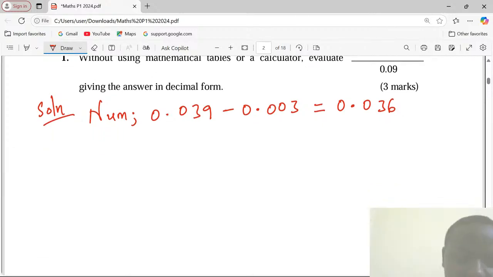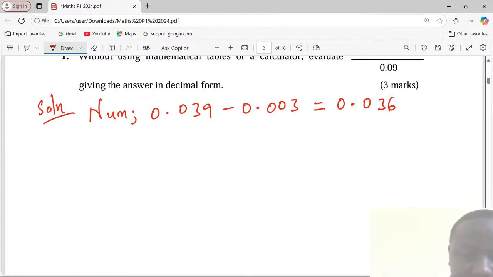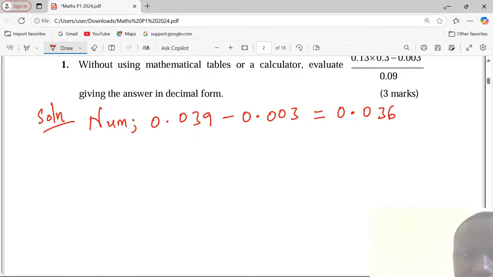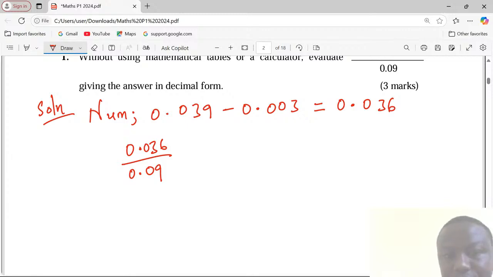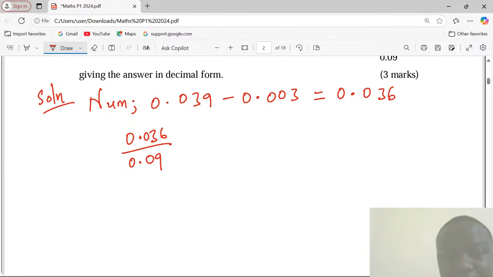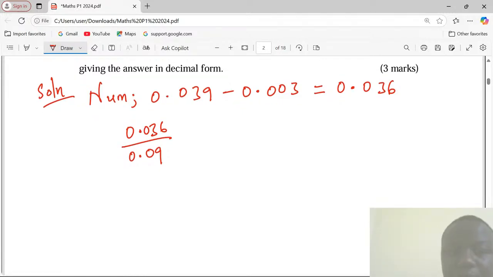So now we are having the answer from the numerator. Then from this we can combine, such that we have the numerator in the simplified form, 0.036, divided by the denominator, which is already simplified. The numerator has 3 decimal places, the denominator 2 decimal places. So we can do away with the decimal places by multiplying both sides by the highest number of decimal places, which is on the numerator. So we can multiply by 1,000 to have the numerator becoming 36.